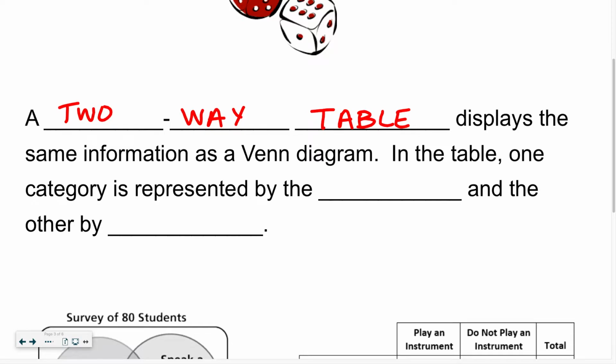Okay. In the table, one category will be represented by the rows. So that would be like, in the Venn diagram, one of the circles. And the other category, the other circle, is going to be represented by the columns. And like in a Venn diagram, a lot of times your two circles have some kind of intersection, right, where they overlap. So that's going to be included when the rows and the columns intersect.